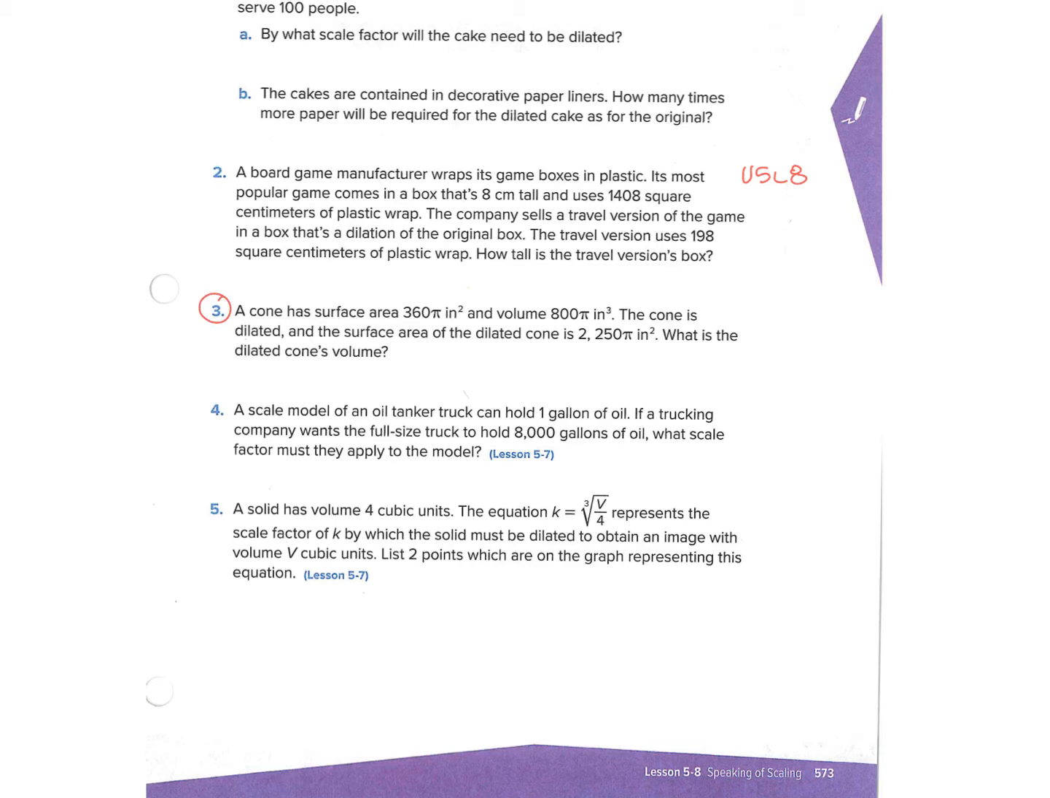It says a cone has a surface area of 360 pi inches squared. So this is my original area. And it says that the volume is 800 pi inches cubed. So this is my original volume. The cone is dilated. When it's dilated, it looks like it's getting bigger. The dilated surface area is 2,250 pi inches squared. So this is the image area.